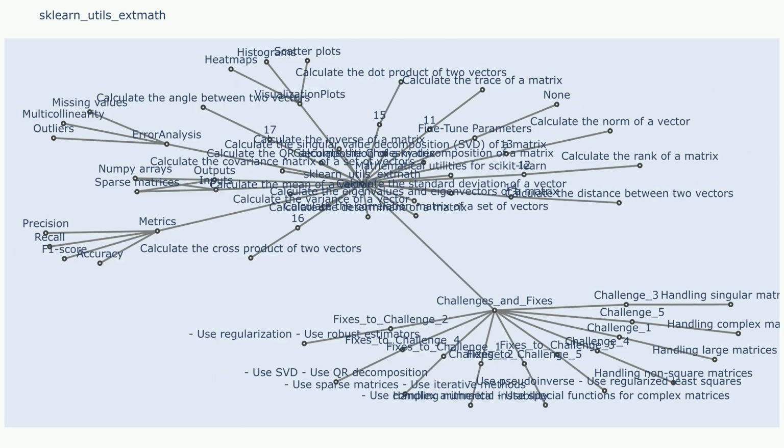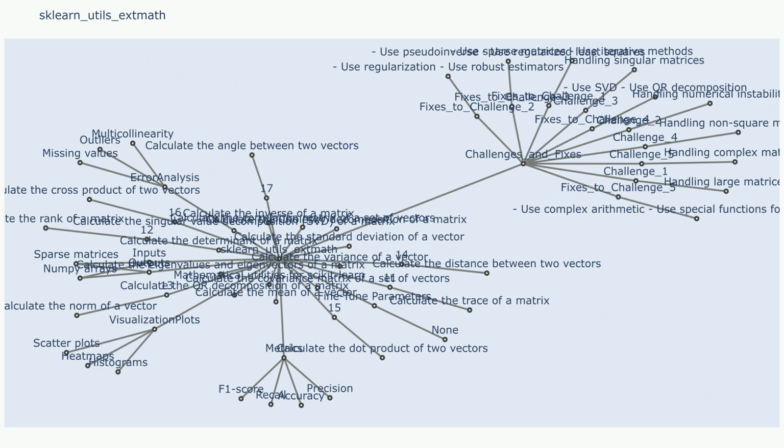Challenges and fixes. Challenge 1. Handling sparse data. Sample use case. Working with datasets containing many zeros can lead to inefficient computations if not handled properly. Fixes. The module provides functions like safe_sparse_dot that efficiently handle sparse matrices, preventing unnecessary operations on zero values.